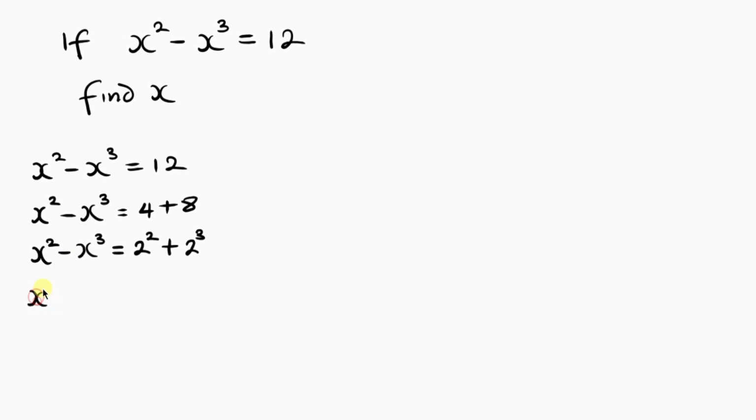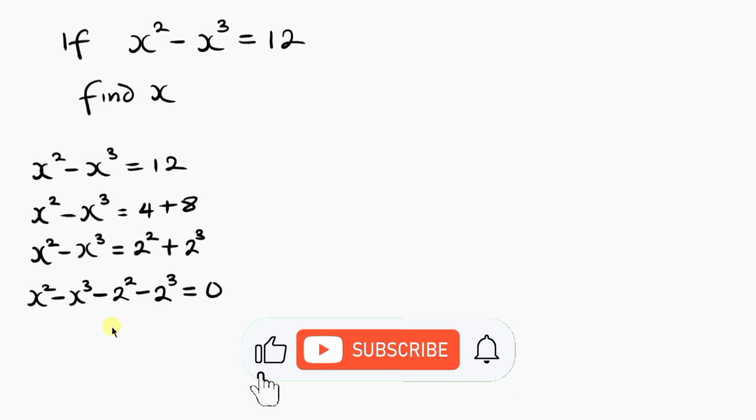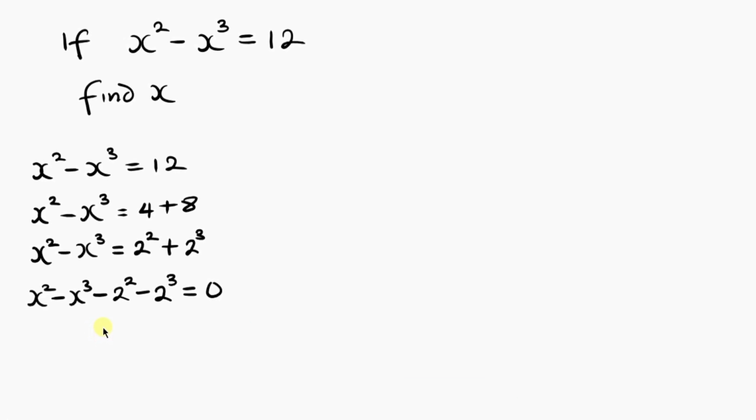So we have x to the power 2 minus x to the power 3. When this 2 to the power 2 crosses to the left, it becomes minus 2 to the power 2. When this 2 to the power 3 crosses to the left, it becomes minus 2 to the power 3, equal to, now we don't have anything on the right, so we equate everything to be 0. Now we are going to bring their pairs together. The ones carrying a power of 2 should be paired together, and the ones carrying a power of 3 should be paired together.